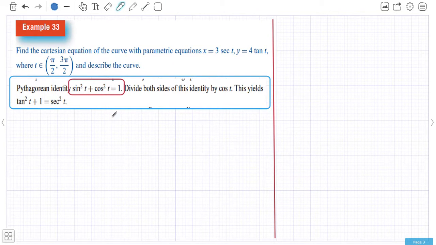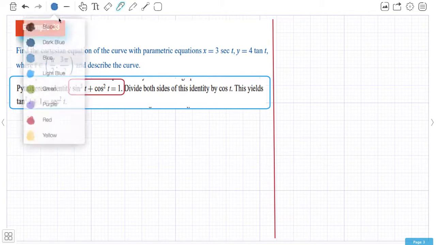Right, here what we're doing is we're looking at the Cartesian equations for parametric equations which have sec and tan in them. So what are sec and tan? Sec is 1 over cos and tan is sine over cos. And when you have this kind of parametric equation set up, you need to use a different identity.